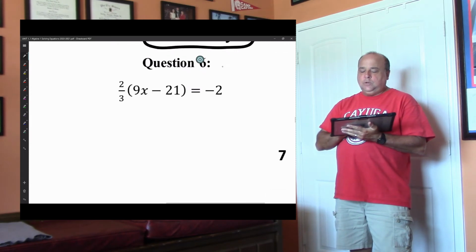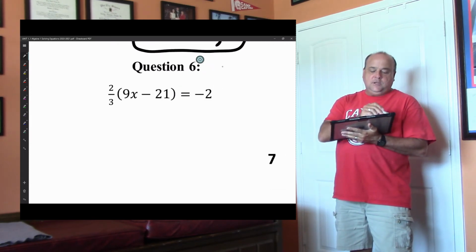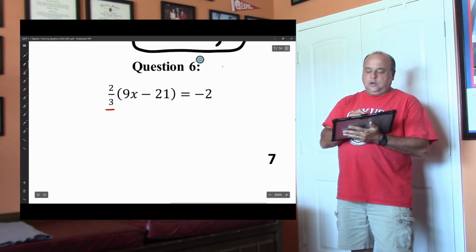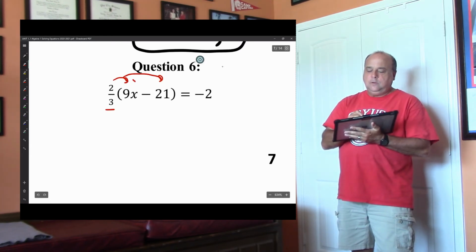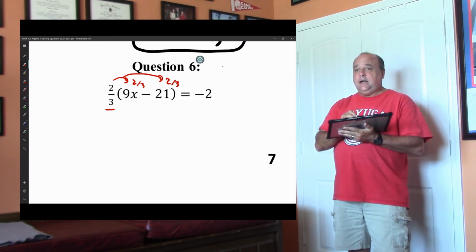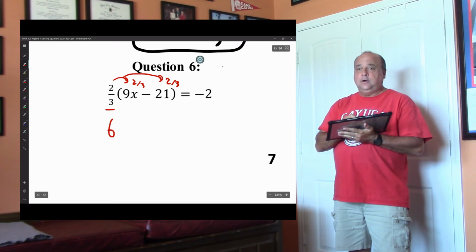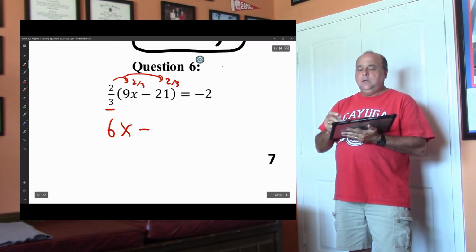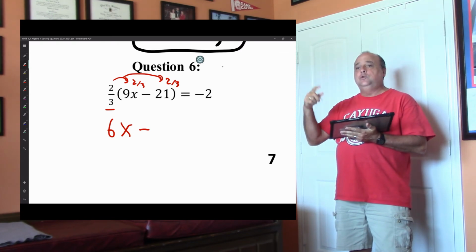Okay, let's do this one. Our bluebell truck on this one's 2/3 in it. Okay, so we're going to take the 2/3 and distribute. Okay, 9 times 2 is 18, divided by 3 is 6. The letter is x. A positive times a negative is a negative. And then 21 times 2 divided by 3. That's what we're about to do.